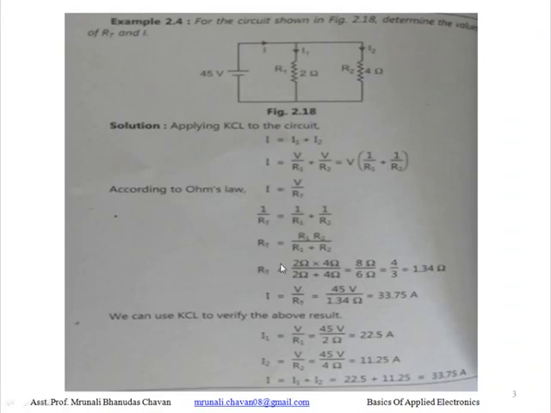This is the RT, and now V is known, V is given, and RT we had calculated. Now we can calculate the value of I. I is equal to V by RT. If we put values, 45 volt divided by 1.34 ohm, it is equal to 33.75 ampere. हा काय आला? टोटल करंट आला I. Now we have to verify the above result by using KCL.